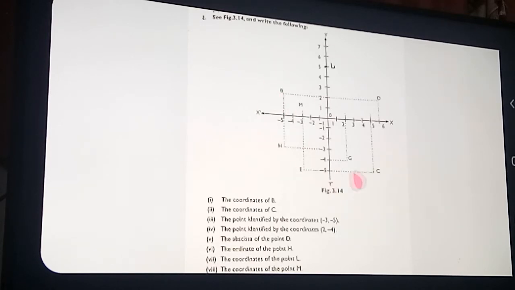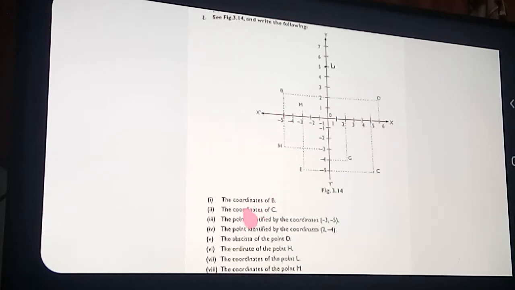This is a discussion. You found out the answers, and the teacher also will explain so that you write in your notebook. So what is the answer of this one? The coordinates of B: the x-coordinate is minus 5 and the y-coordinate is 2. So how will you write it? Ordered pair minus 5, 2. Clear? Okay, written? Yes.